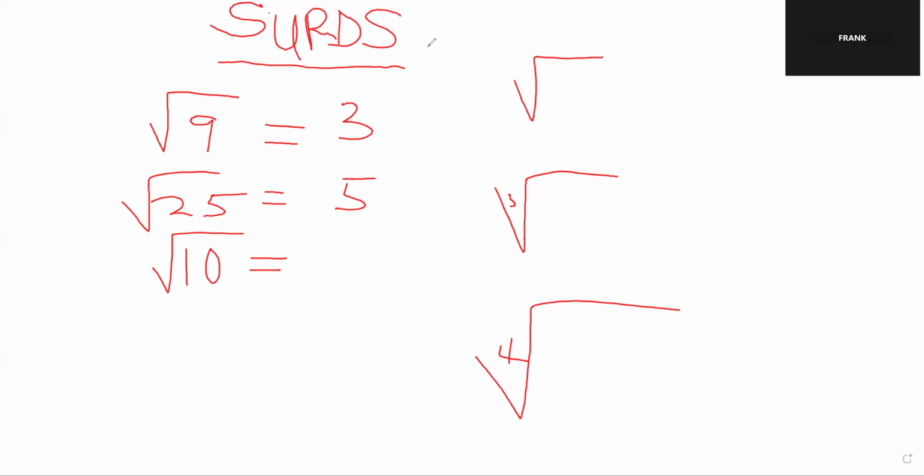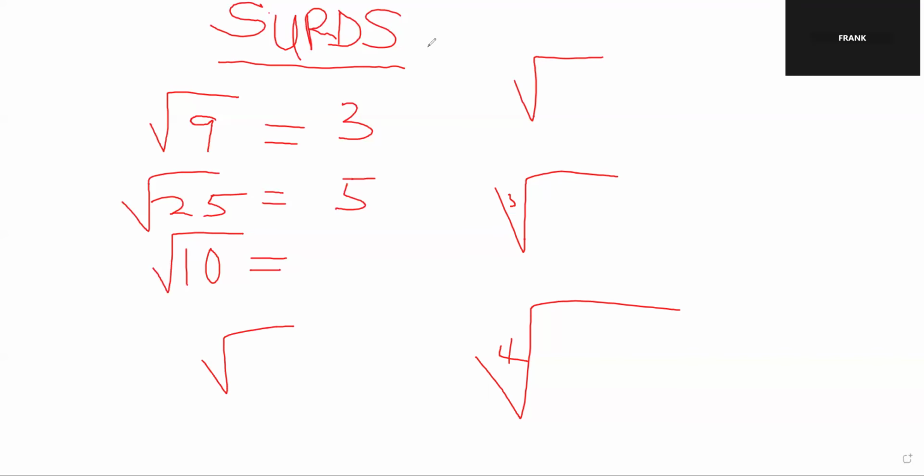The first assignment in this video: do it in your jotters, and then I'll inspect them. Write down 5 surds that you can think of. Any 5 surds. I thought of root 10, so don't add root 10.